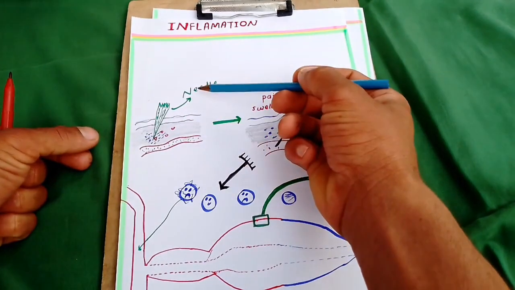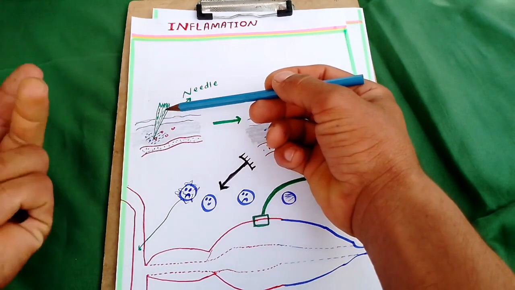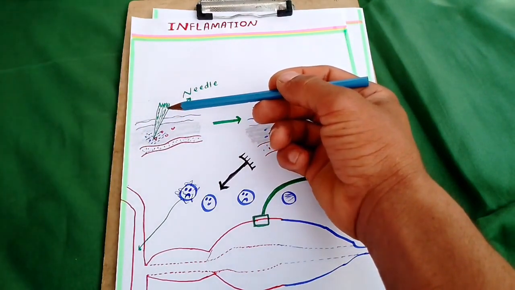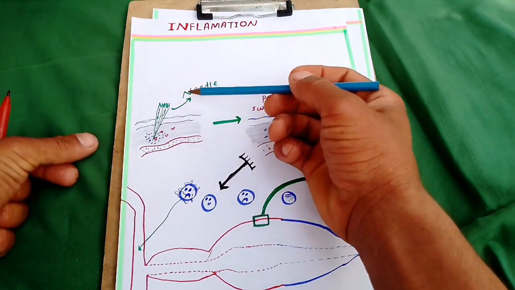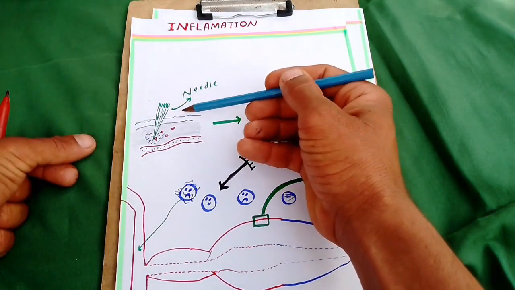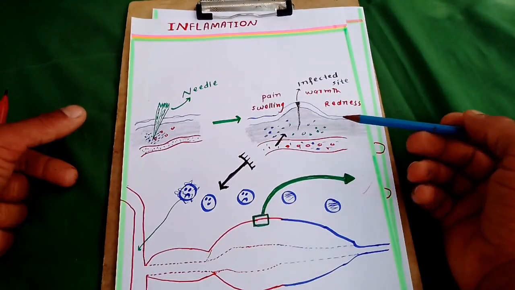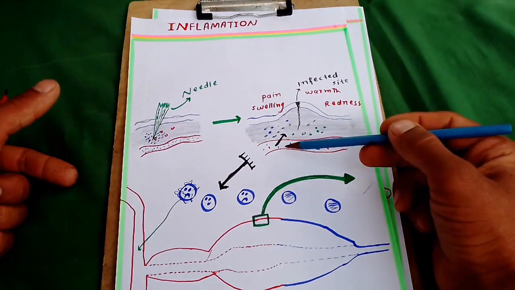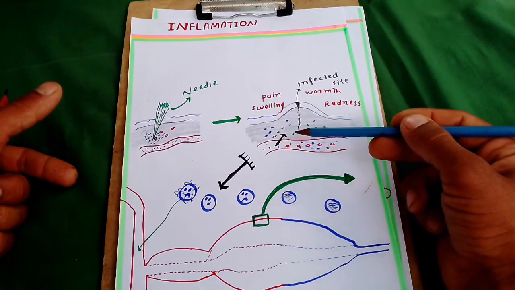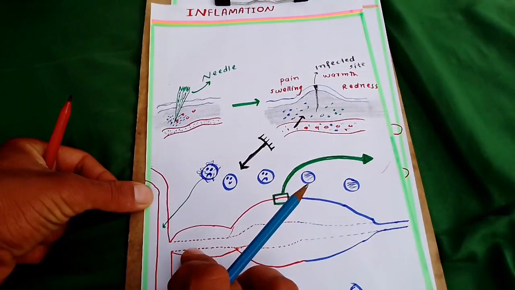This is the normal condition which is infected by a needle. Inflammation occurs due to needle trauma, heat, bacteria, or other pathogens. So here, I take a needle. This area is infected by a needle, so inflammation starts here. This area becomes red and warm, pain and swelling occur, and more blood leaks from the blood vessel. So how does this process occur?